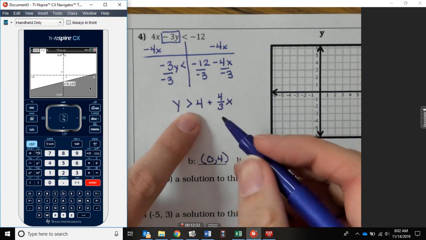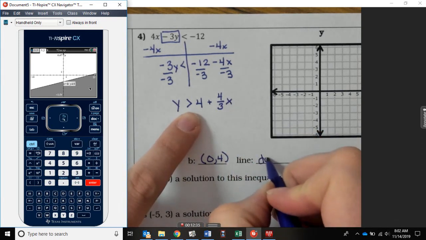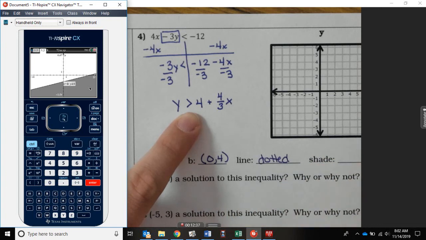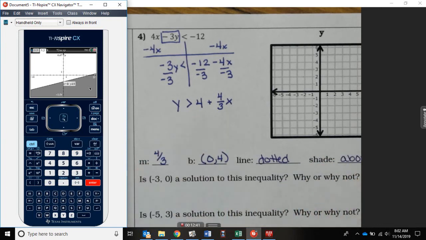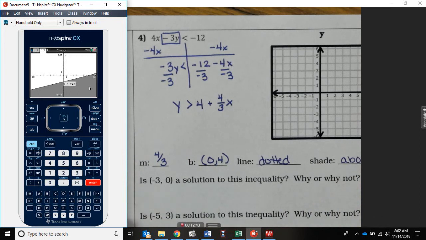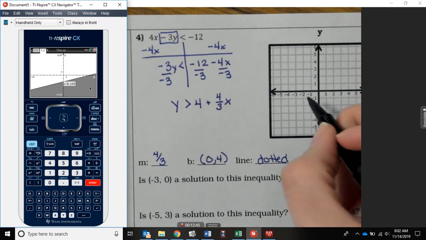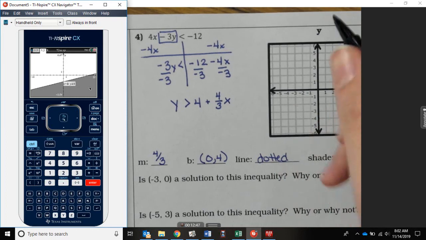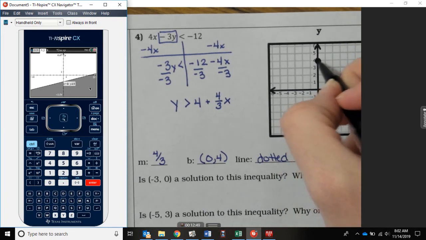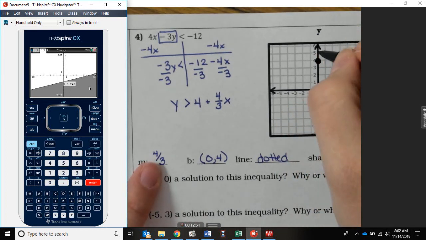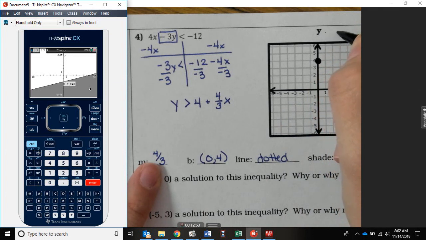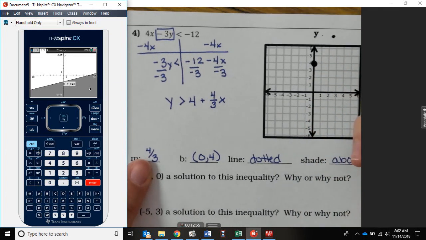I have greater than, so my line is dotted. And I'm going to shade above because it's greater. And again, graph it to double check your answer. So I'm going to plot the y-intercept, which is (0, 4). And then my slope tells me to go up 4, 1, 2, 3, 4, right 1, 2, 3. I'm kind of off the grid here.